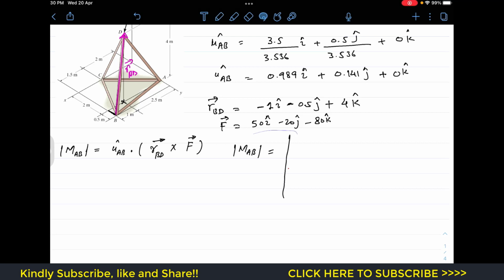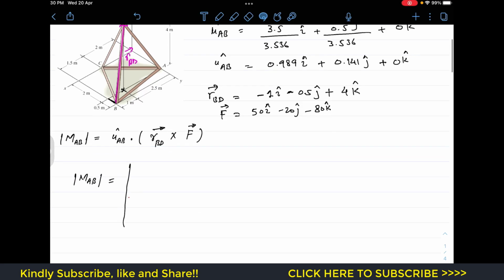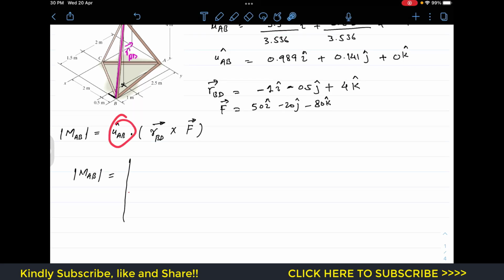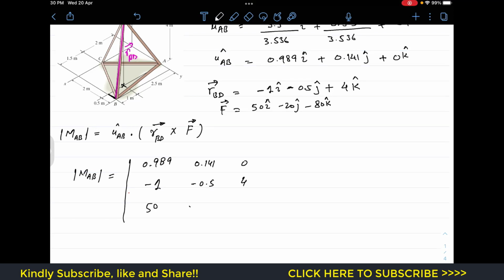We need to write it in a determinant. Let me write the determinant here, since we will require a lot of place. First of all, the first row of this matrix will be the components of the unit vector UAB: 0.989, 0.141 and 0. The second row will be the components of the position vector from B to D: minus 1, minus 0.5, and 4. And the third row will be the components of that force F: 50, minus 20, and minus 80.